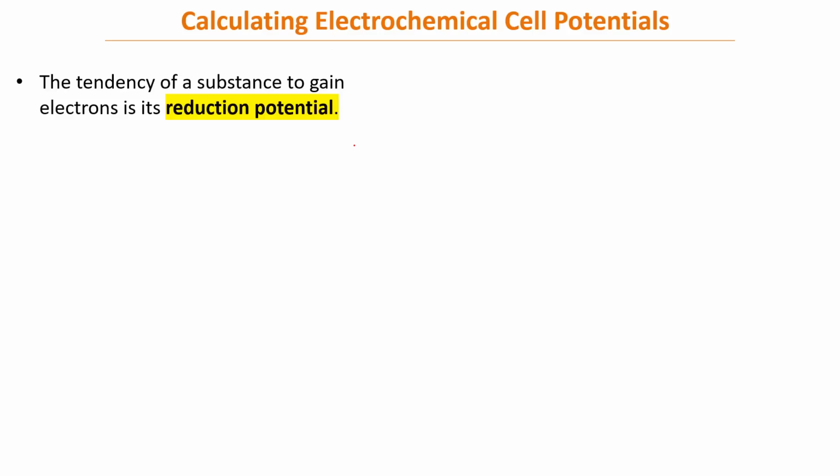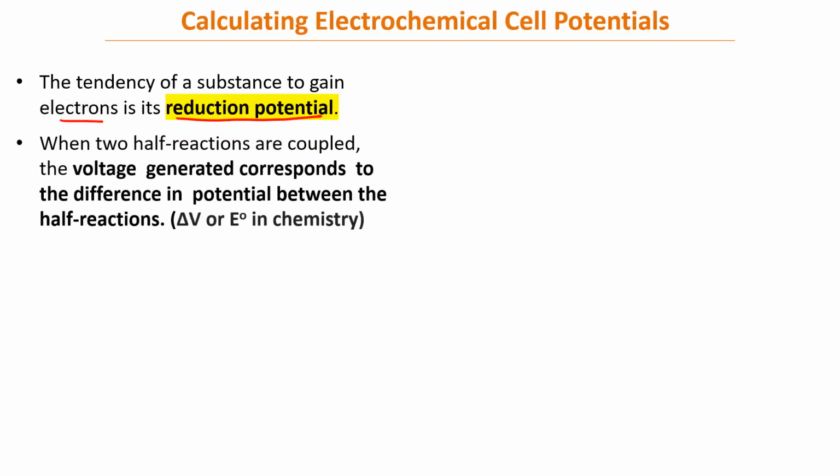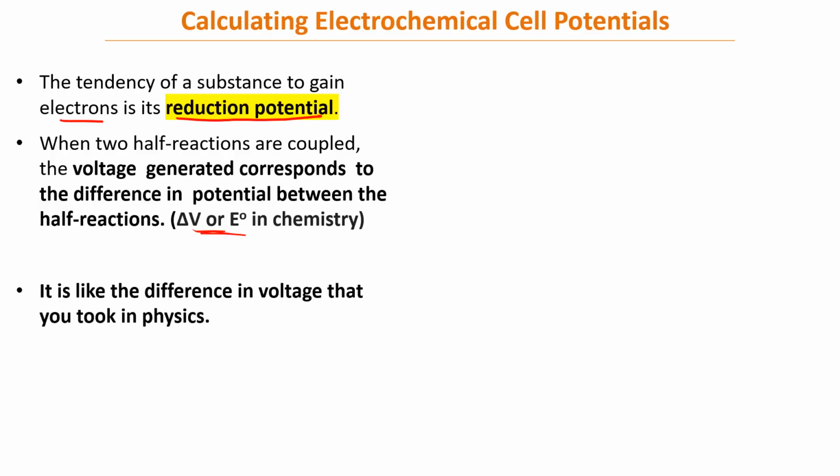So, we are still learning about terminologies. So the tendency of a substance to gain electrons is called a reduction potential. يعني reduction potential اللي هي مدى قابلية المادة اللي هي تكتسب إلكترونات، لأنه reduction معناها اكتساب إلكترونات. When two half reactions are coupled, the voltage generated corresponds to the difference in potential between the half reactions, which we talked about. صح؟ اللي هي delta V. It's like the difference in voltage that you took in your physics class. Okay.